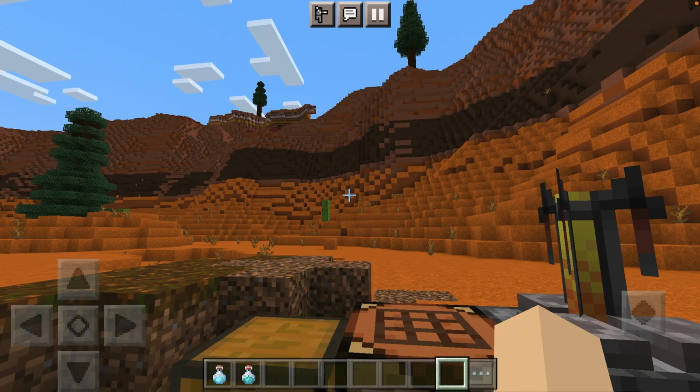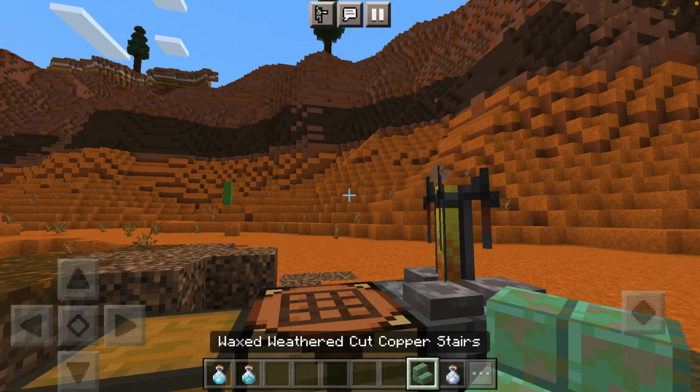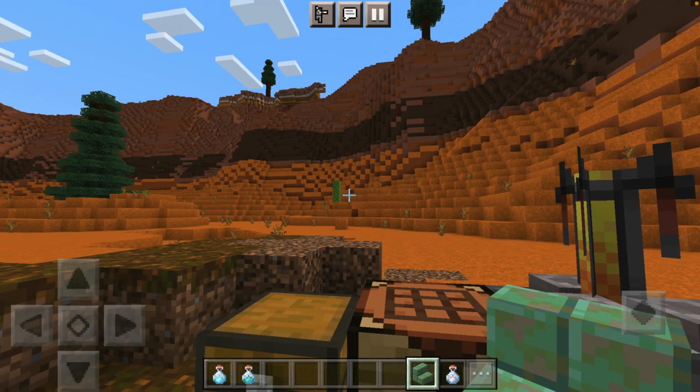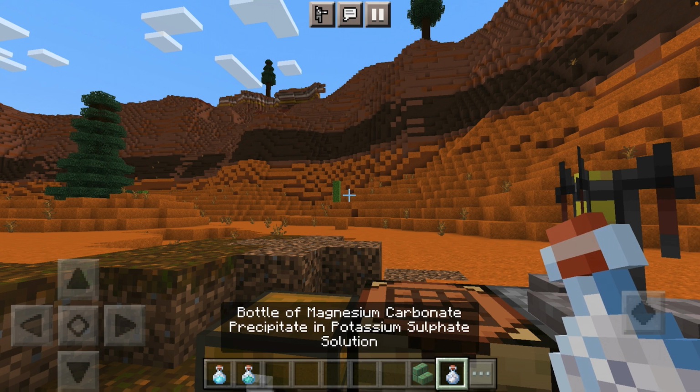Actually, while I'm in creative mode, I want to see if I can. Okay, so you guys know how this block has like the longest name for a block or an item in Minecraft? Yeah, I'm gonna be real with you. I think I broke the world record.